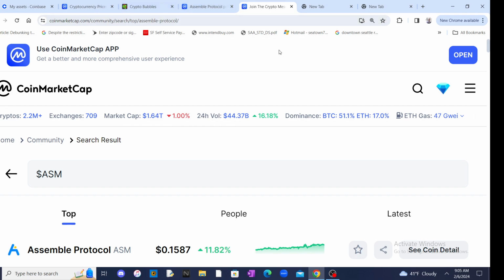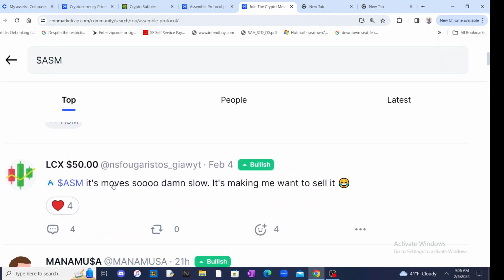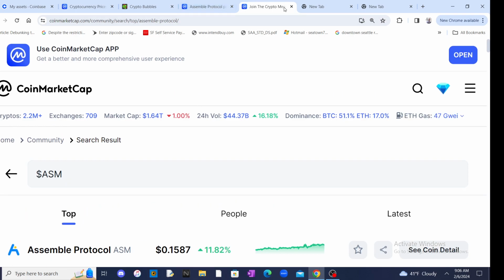But anyways, that'll be my update. I just want to read the community comments. Yeah, most everybody in the comments is still bullish. The majority of the people, that's the reason I like to go to the community comments here on CoinMarketCap, to see where people express their opinions. And most people, the majority of all the people on here, are bullish.